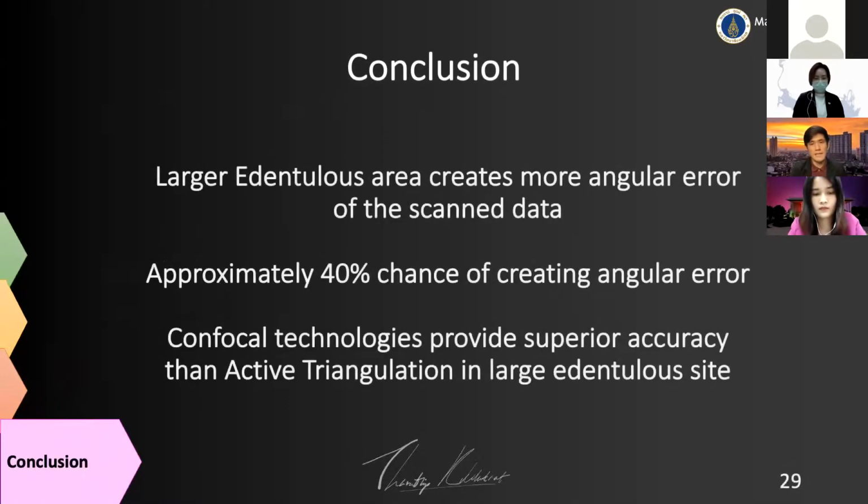Since this study is an in vitro study, and under the limitation of this study, it can be concluded that a larger edentulous area creates more angular error in the scan data, with approximately a 40% chance of getting angular error. And if compared between the two technologies, the confocal technology provides superior accuracy to the active triangulation in larger edentulous sites.